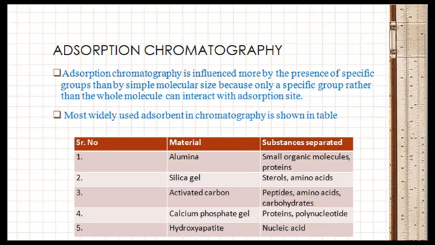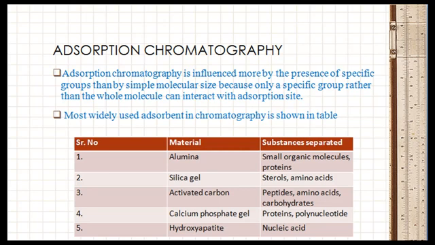Alumina is used for separation of small organic molecules or proteins. Silica gel is used for separation of sterols and amino acids. Activated carbon can be used for separation of peptides, amino acids and carbohydrates. Calcium phosphate gels can be used for separation of proteins and polynucleotides. Hydroxyapatite can be used for separation and purification of nucleic acids.